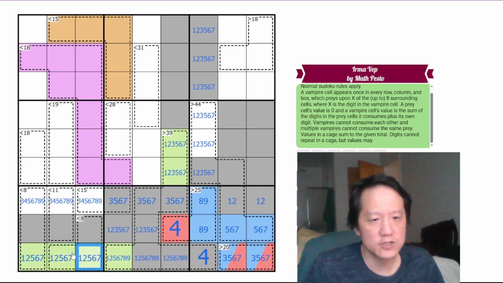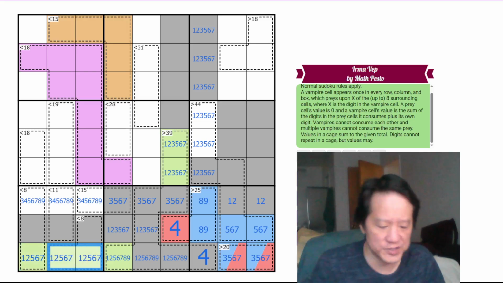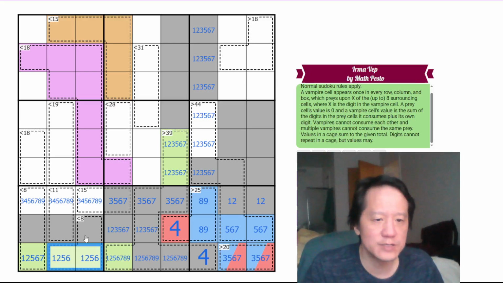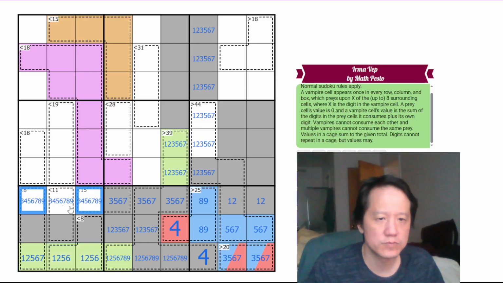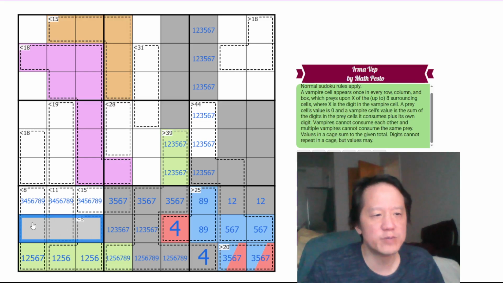These are not sucked upon. These are not preyed upon. So neither of these could be 7. So it has to be either 1, 6 here, 2, 5. It could be 1, 6, 2, 5, or 1, 5, or 1, 2. These can be preyed upon.